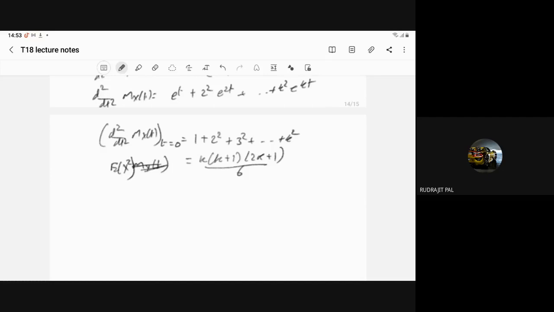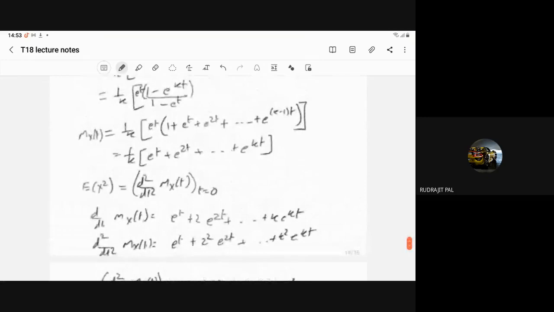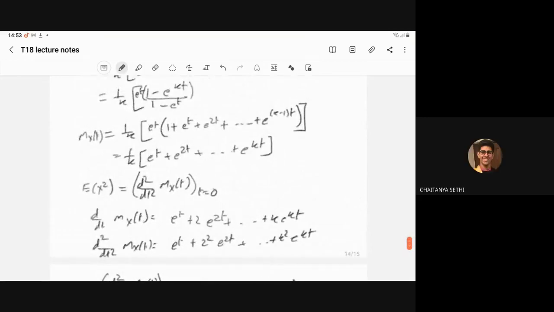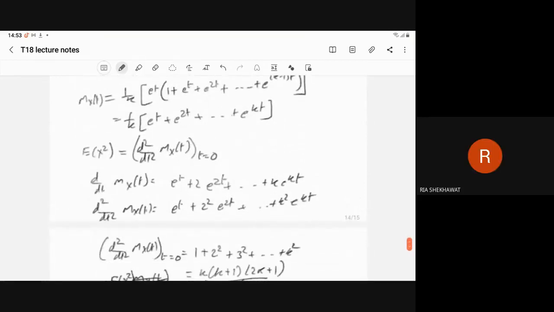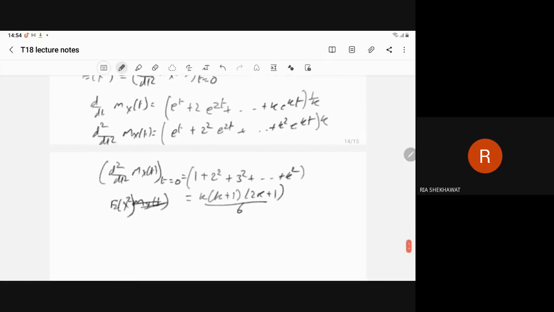Sir, could you show the MGF once? Yes, sir. Okay, 1 by k is remaining here. 1 by k is common, so k and k cancel out.